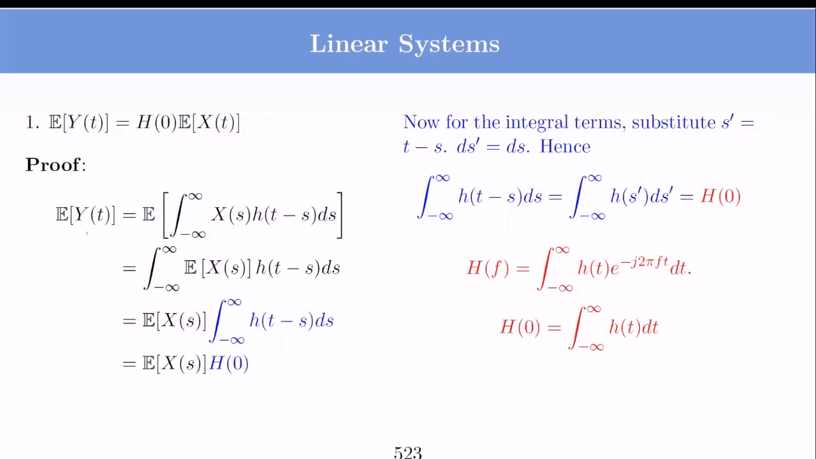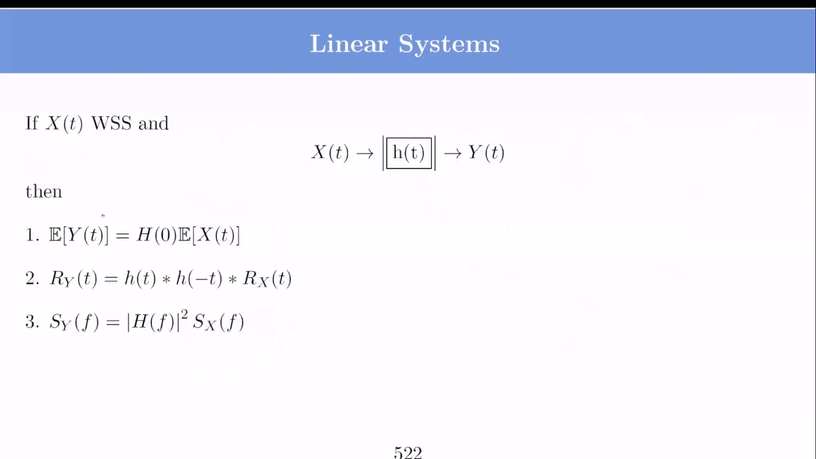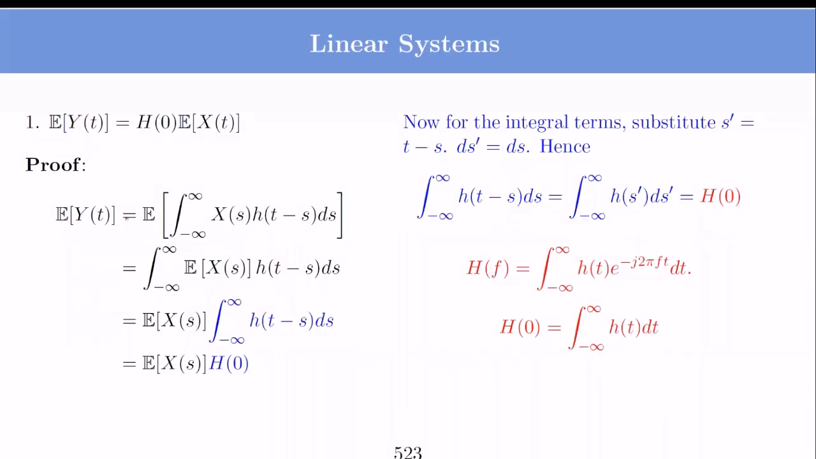So the expectation of y(t) is equal to the expectation of y(t) because it's the output of this linear system. So y(t) should be the convolution of x(t) and h(t). That is because of the property of the LTI system. So I can say that y(t) is equal to the integration of x(s) h(t minus s) ds, and then we take the expectation of that.